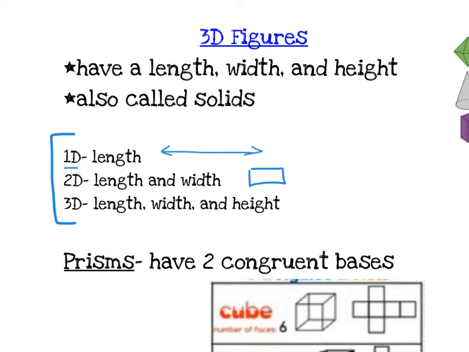And when you have a three-dimensional figure, we'll see how good my drawing skills are. Not too good, are they? But a three-dimensional figure is going to have a length, a width, and a height. So these 3D figures, sometimes called solids, are going to stand up. They aren't going to just lay flat like a rectangle or a square or a triangle, but they have a height to them. That's what makes them three-dimensional.